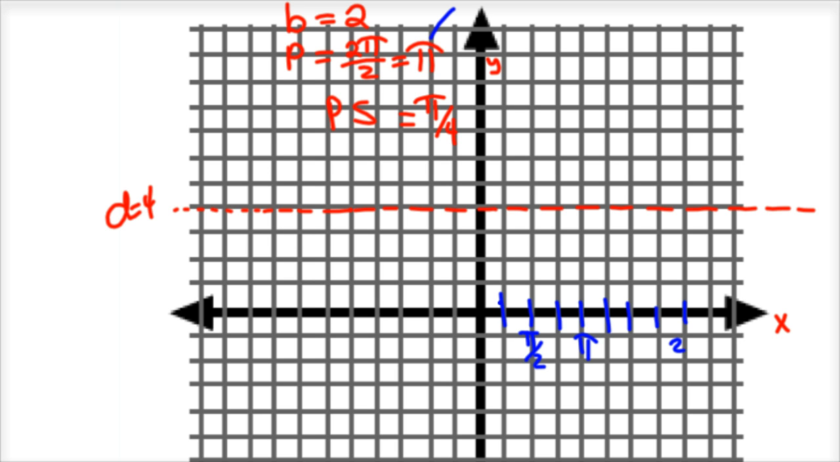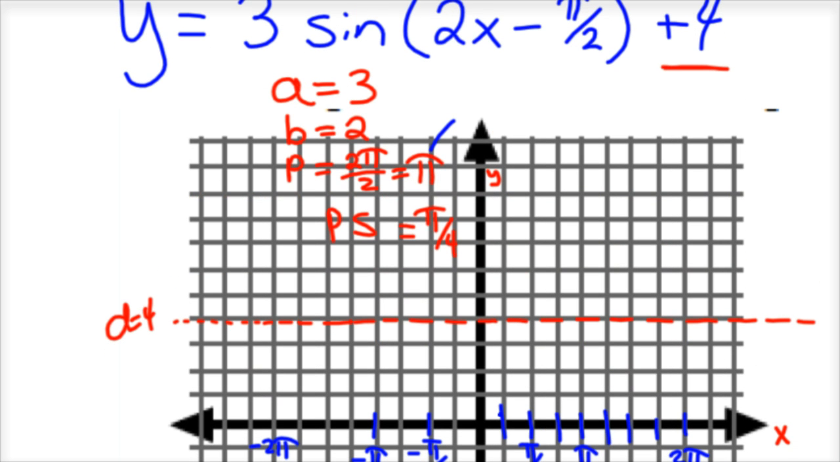And there's 2 pi. And same going back. So there's negative pi over 2. There's negative pi. And there's negative 2 pi. And so we're ready to rock and roll here.